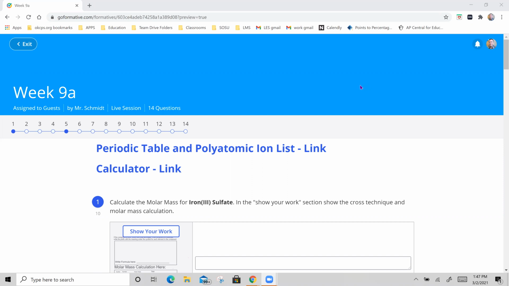We're going to go over the law of conservation of mass in this lesson, where we see that the mass of the reactants is equal to the mass of the products.